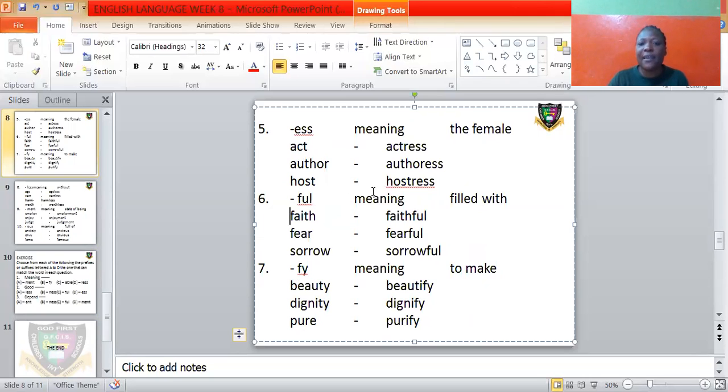FUL means filled with. We have faith, faithful, sorrow, sorrowful. Then we have FY, meaning to make: beauty, beautify, dignity, dignify, pure, purify.